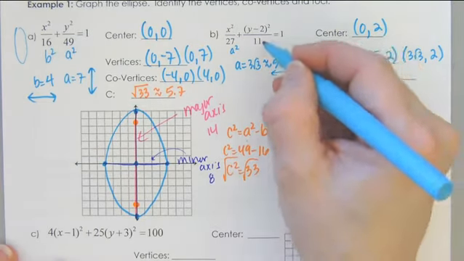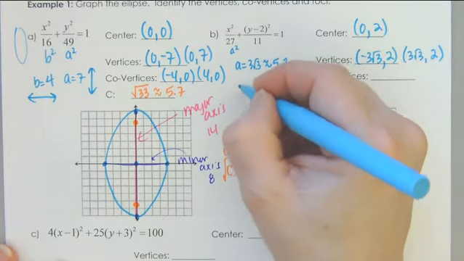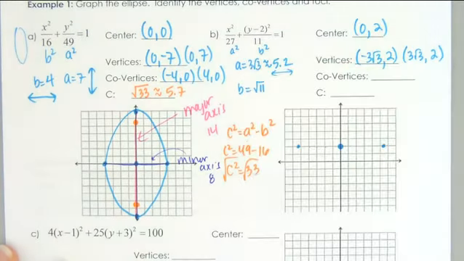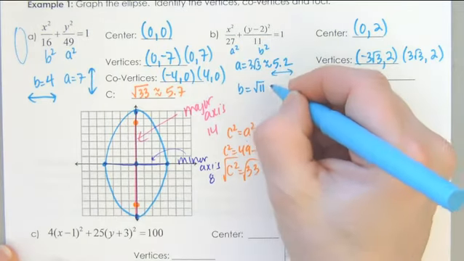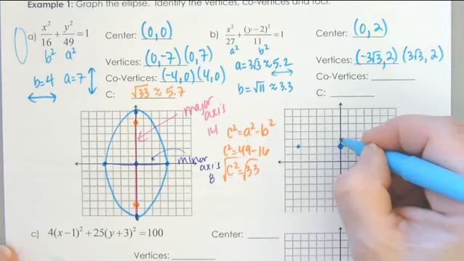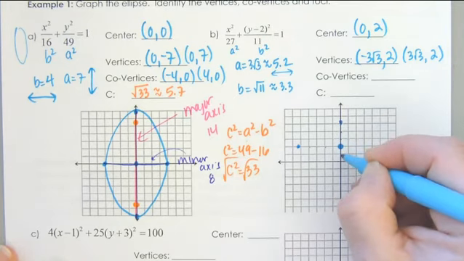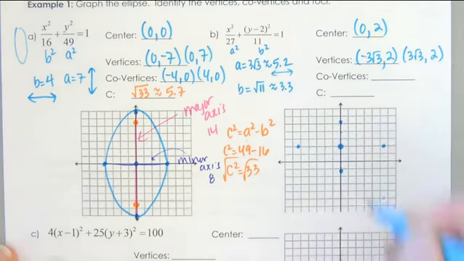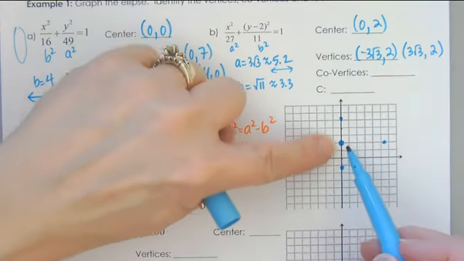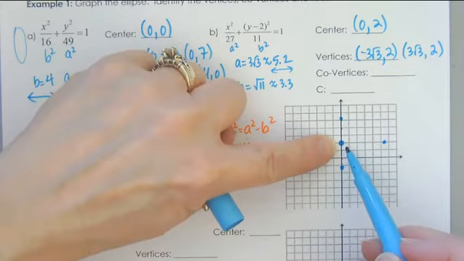So there's our vertices. The co-vertices are the ones that are not as far away. So now we're looking at 11. So b squared is 11, b is radical 11. Again, not a very nice number. Approximate that, it's about 3.3. So I'm going to go up 1, 2, 3 and some, go down 1, 2, 3 and a little bit more.